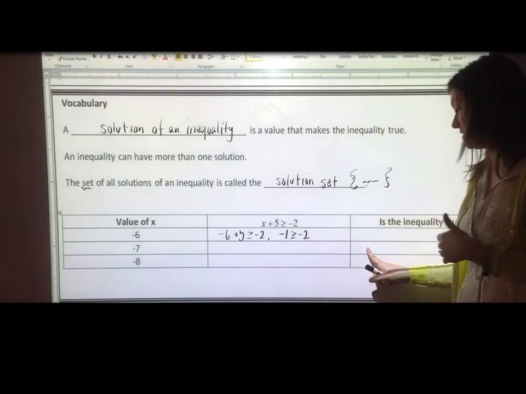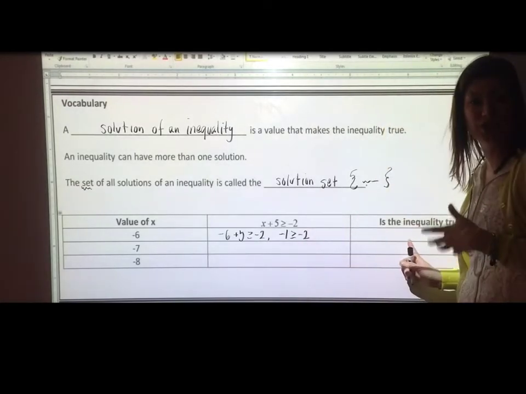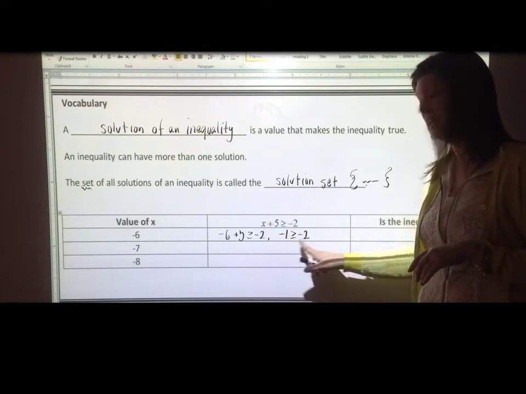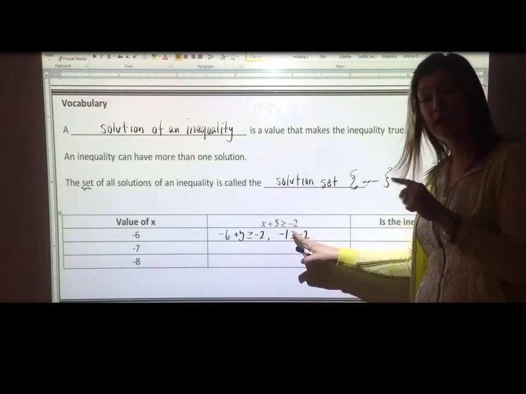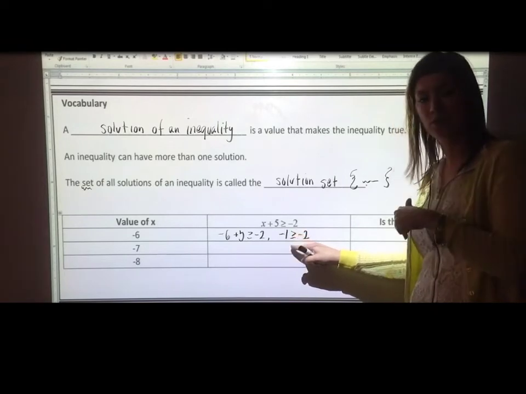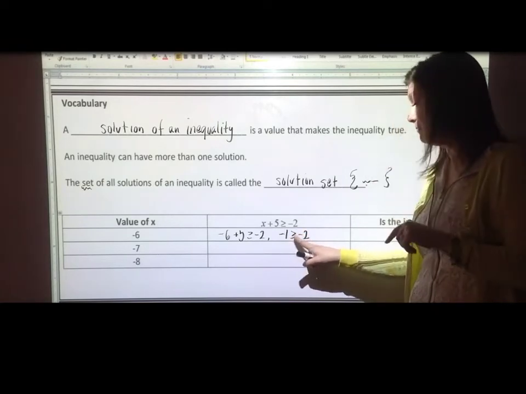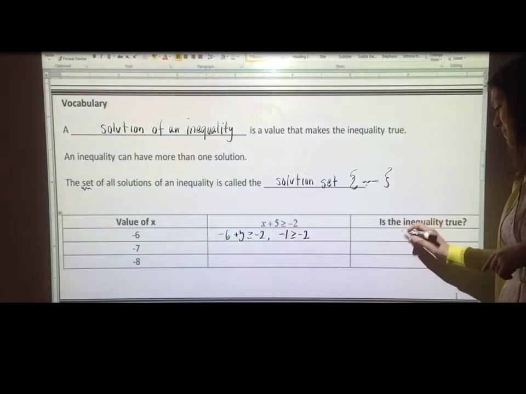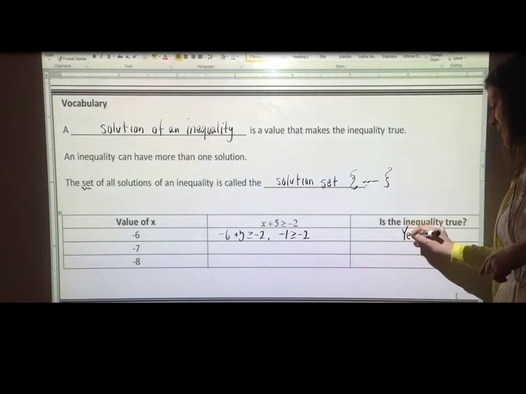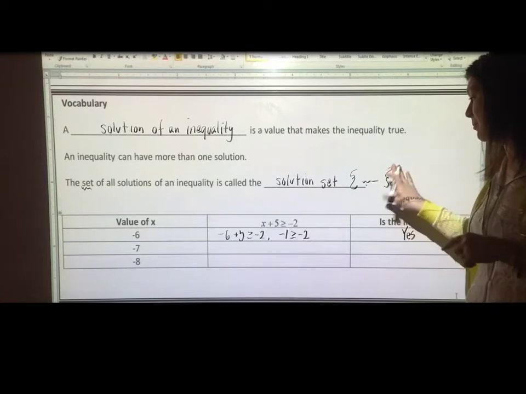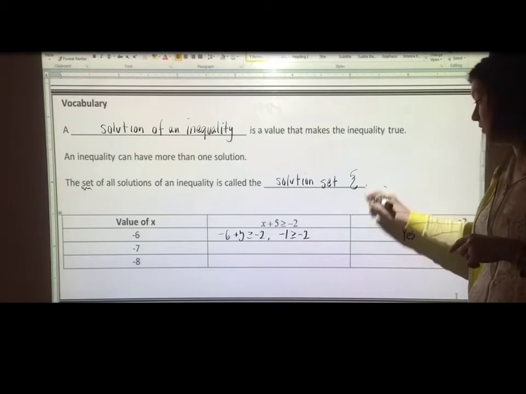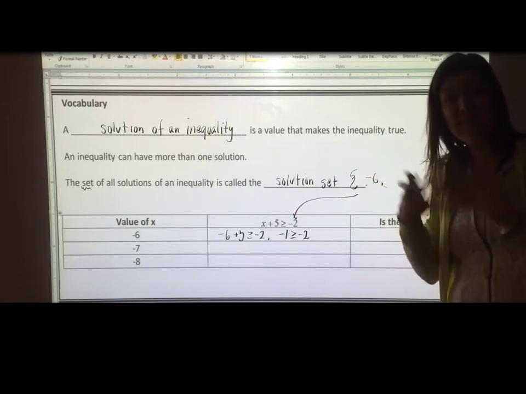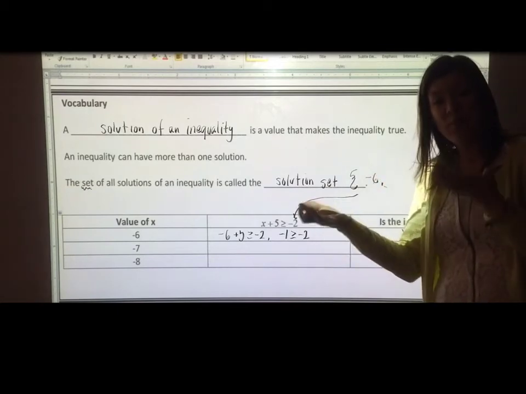And that's what the last column says. Is the inequality true? So let's check. Is negative 1 greater than or equal to negative 2? It needs to be greater than or equal to. It can't be both. Negative 1 is greater than negative 2. So does it make the inequality true? Yes, it does. So that means part of my solution set for this inequality has negative 6 in it, because that makes the inequality true by the comparison.